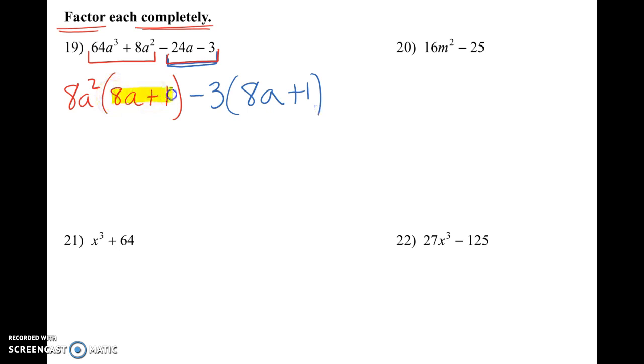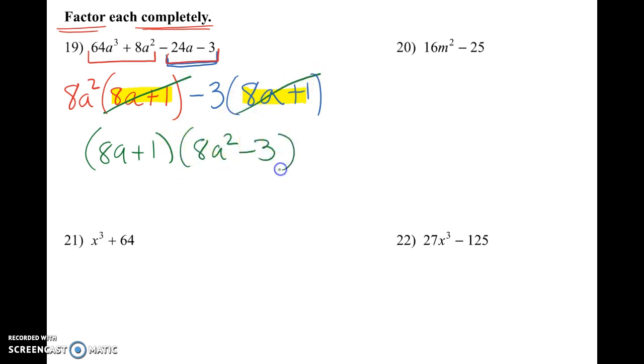So now I check, do my groups match? And since they do, I can go ahead and factor that out from each of these. So if I factor it out from here and here, I have to write what's left. And I have an 8a squared minus 3 left.